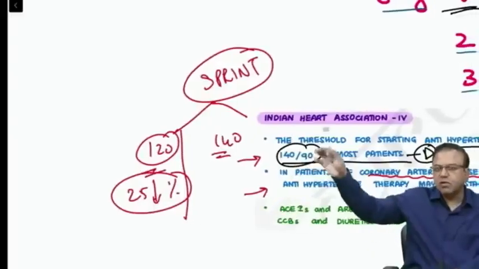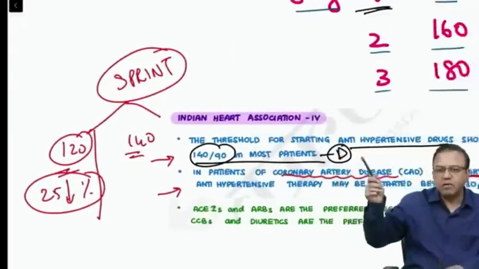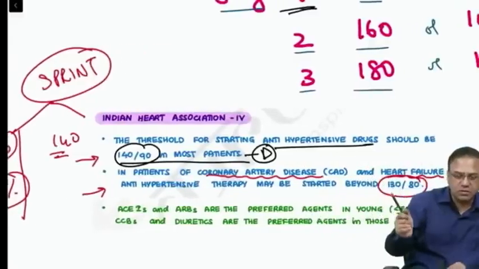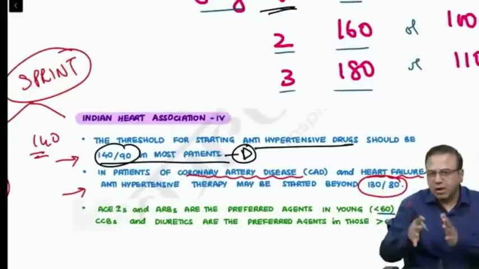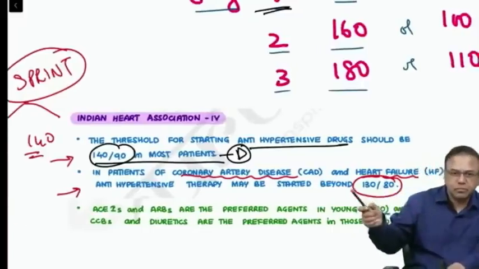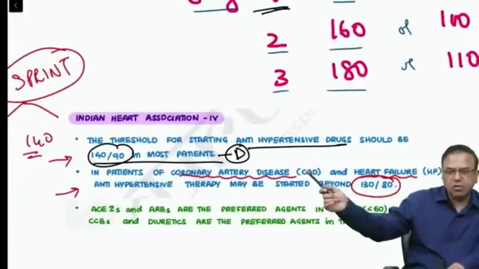So the Americans followed the SPRINT study and said we will start treatment at 130/80 for all patients, whether heart disease is there or not. So one extreme is American, one extreme is European. Indians followed the mid path, but everybody is now coming back to the Indian pathway, and that is 130/80 if heart failure or coronary artery disease.